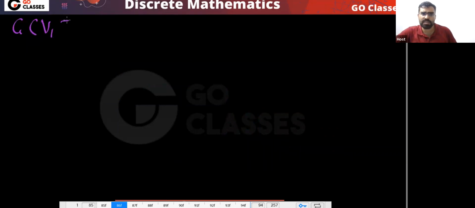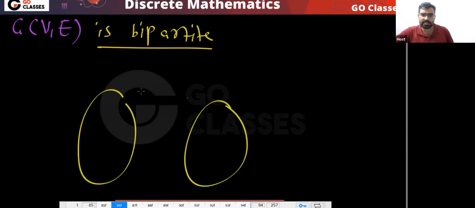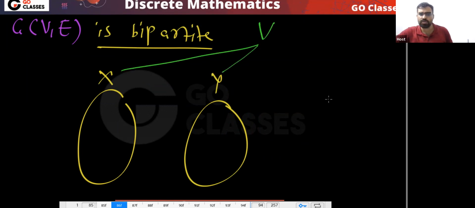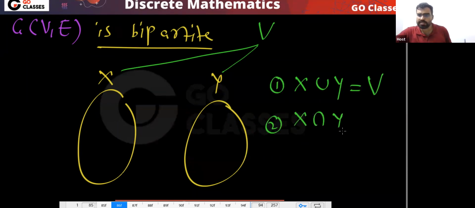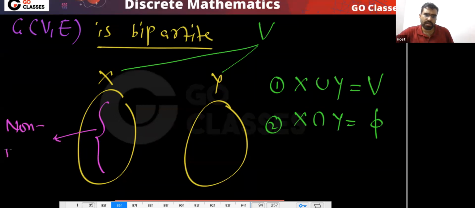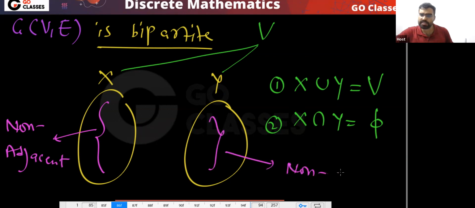So remember, G = (V, E) is bipartite if and only if you can create like this. This X, Y you can create from V. From V, you can create two parts, X, Y. These union must be equal to V. All the vertices must be covered. Also, intersection must be phi. They must be disjoint. And also here, the vertices must be non-adjacent. And here also, the vertices must be non-adjacent.